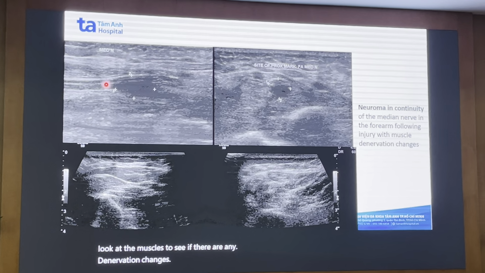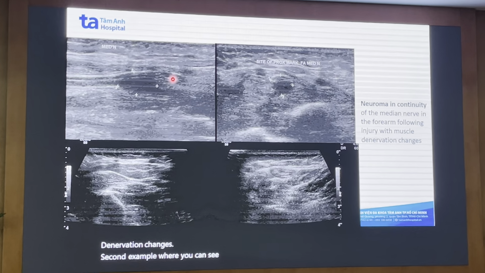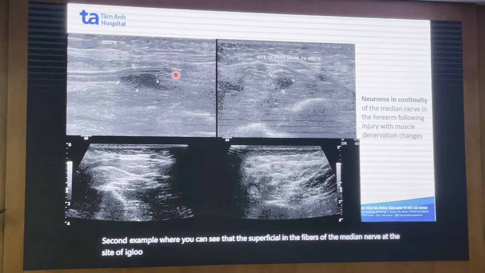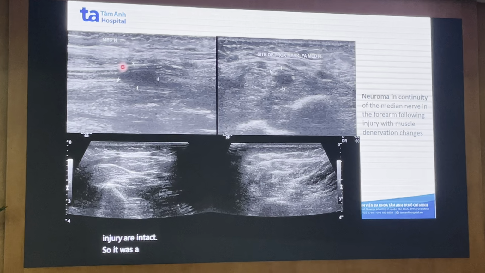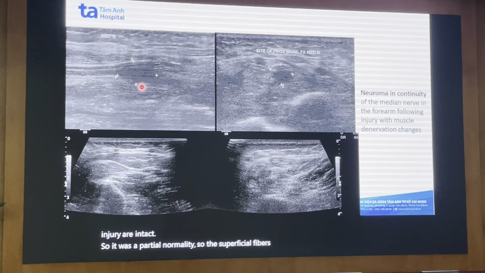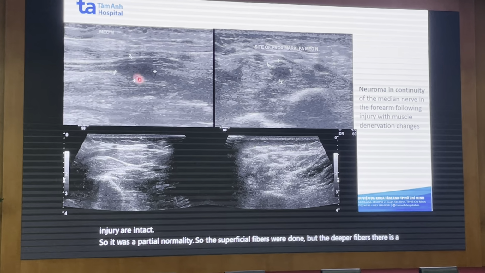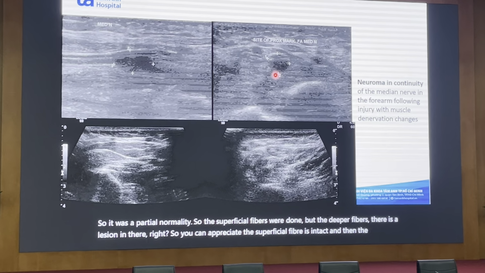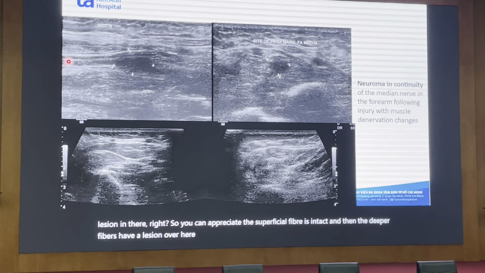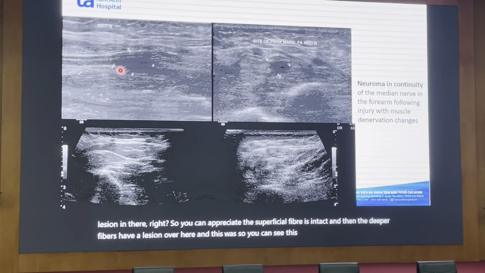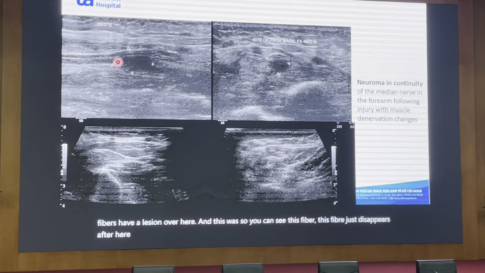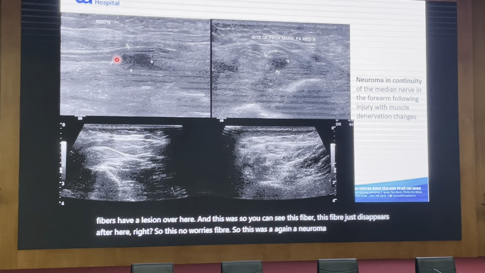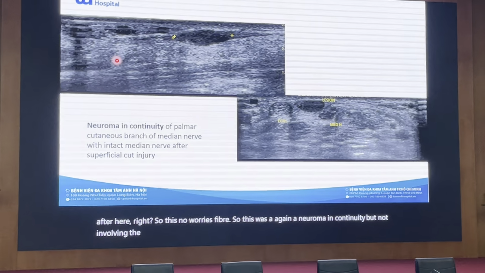Second example, where you can see that the superficial nerve fibers of the median nerve at the site of injury are intact. So it was a partial nerve injury. So the superficial fibers were intact, but the deeper fibers, there is a lesion over here, right? So you can see this fiber just disappears after here, right? So this lowermost fiber. So this was again a neuroma in continuity, but not involving the entire median nerve, right?